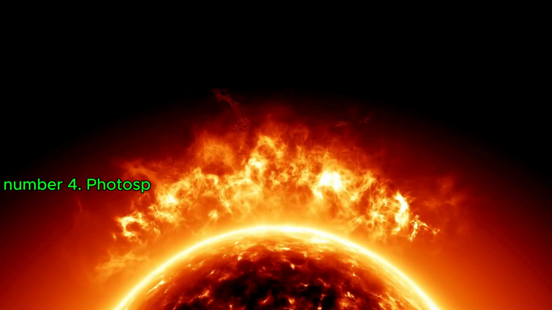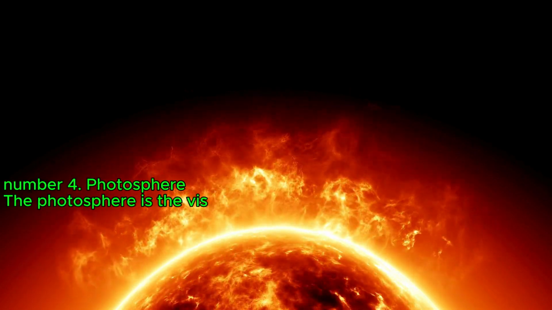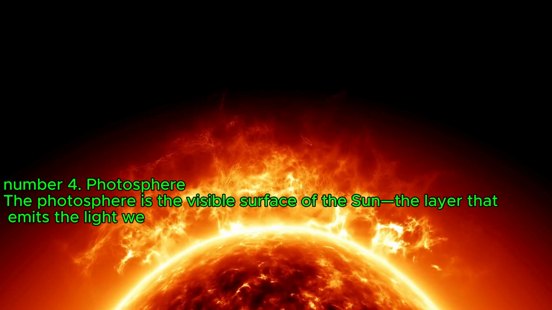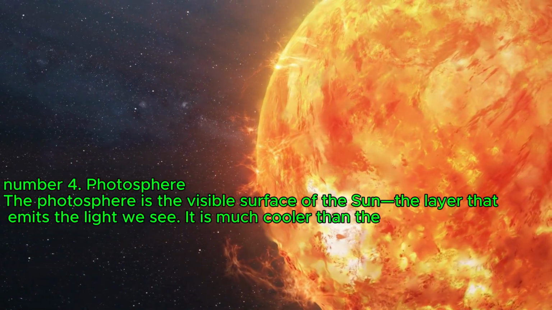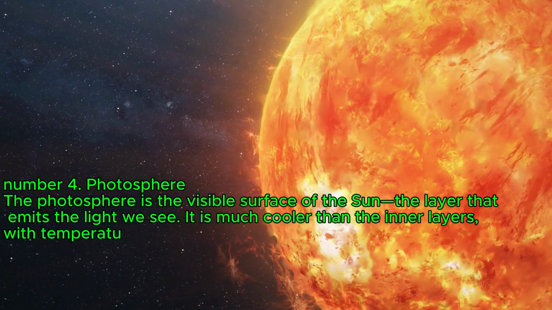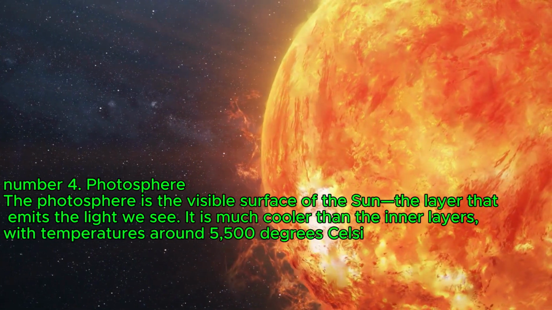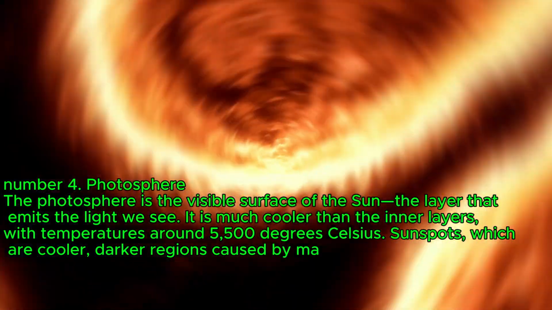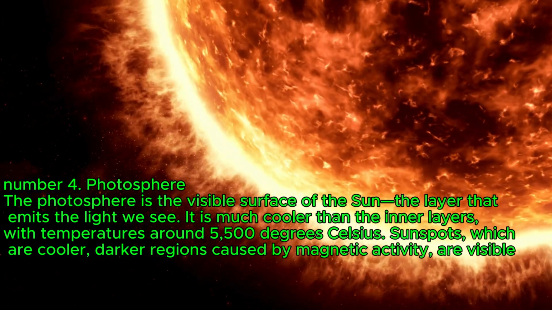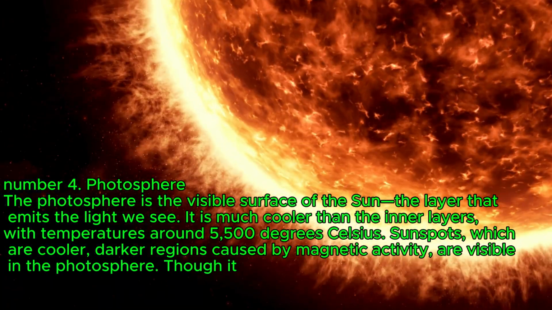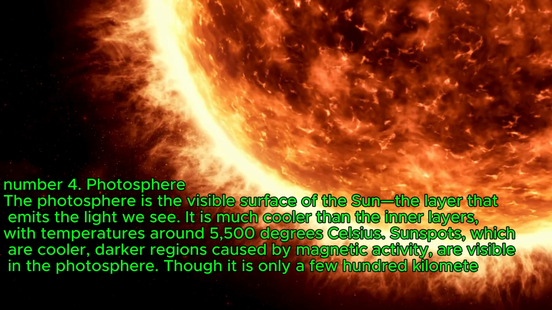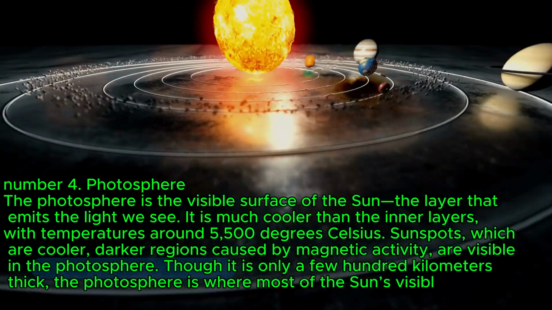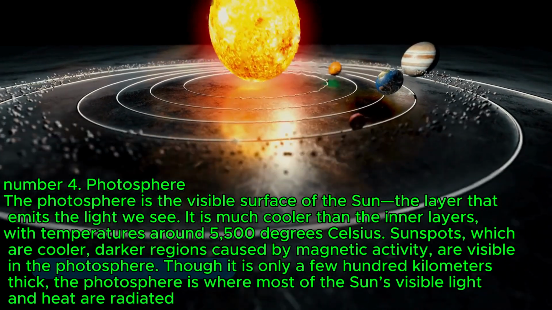Number 4. Photosphere. The photosphere is the visible surface of the sun, the layer that emits the light we see. It is much cooler than the inner layers, with temperatures around 5,500 degrees Celsius. Sunspots, which are cooler, darker regions caused by magnetic activity, are visible in the photosphere, though it is only a few hundred kilometers thick. The photosphere is where most of the sun's visible light and heat are radiated into space.